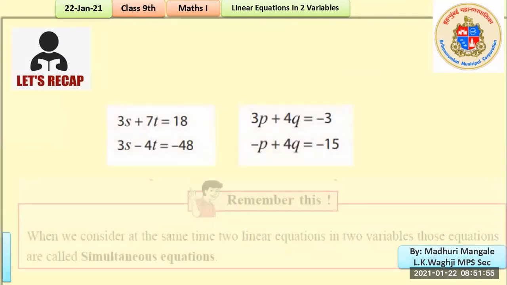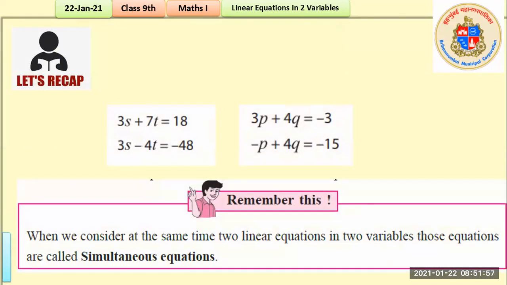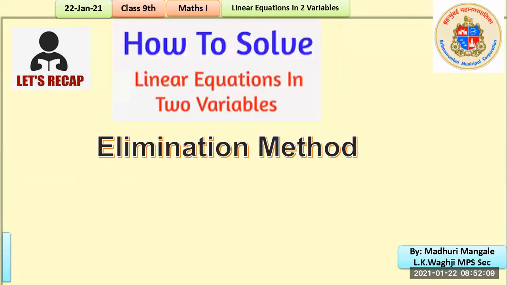Okay, and then we saw what are simultaneous linear equations. If we consider two linear equations in two variables at a time, then they are called simultaneous linear equations. And then we saw how to solve them using the elimination method. We did a lot of problems yesterday and in the first class also. Today we will be working out together to see how you all are able to perform.